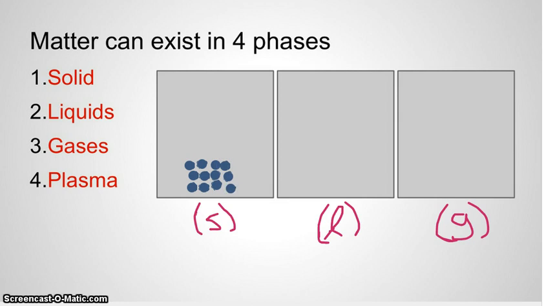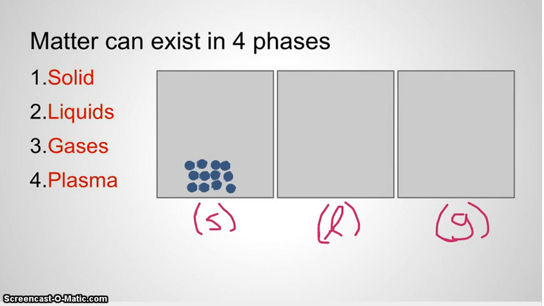These particles don't have the ability to move freely, so they are stuck in one spot, but they can vibrate back and forth. So they're not flowing around. And when you're drawing this, you make sure that you always draw them at the bottom of your container. So they're on the bottom of the container and they're stacked in an organized fashion.